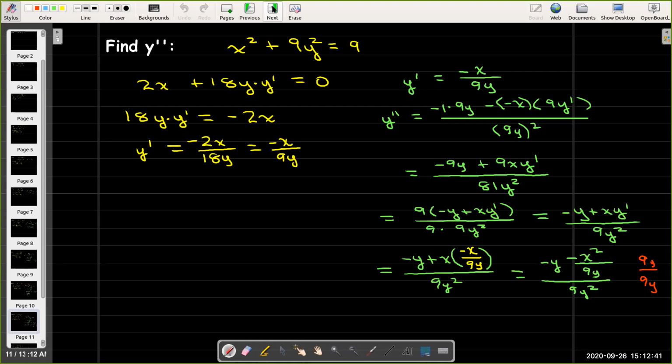we want to do some more algebra. I don't want to leave a fraction in the numerator, so I'll multiply top and bottom by 9y. And then that will give me y double prime equals negative 9y squared minus x squared all over 81y cubed.